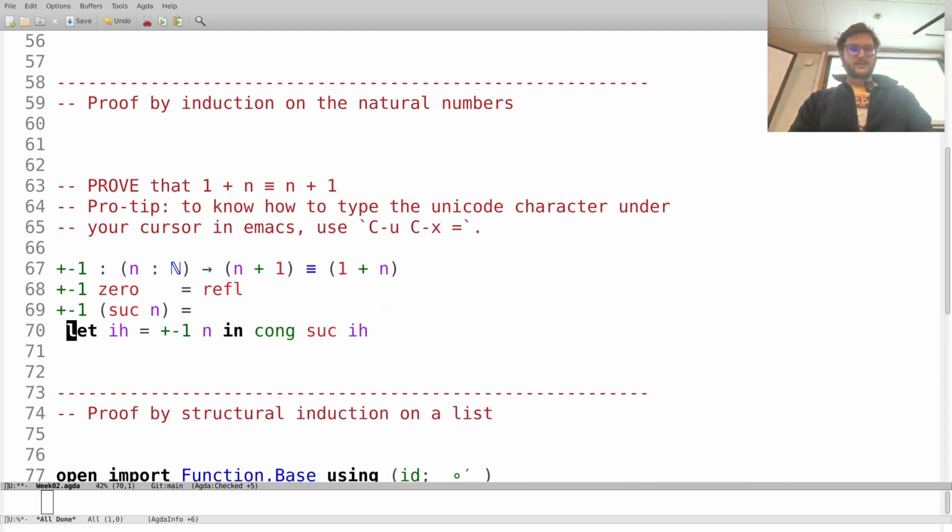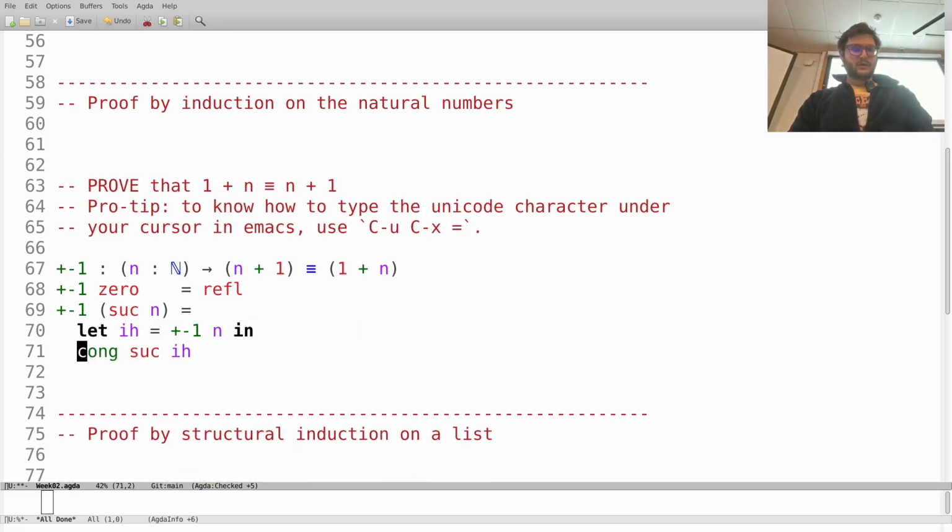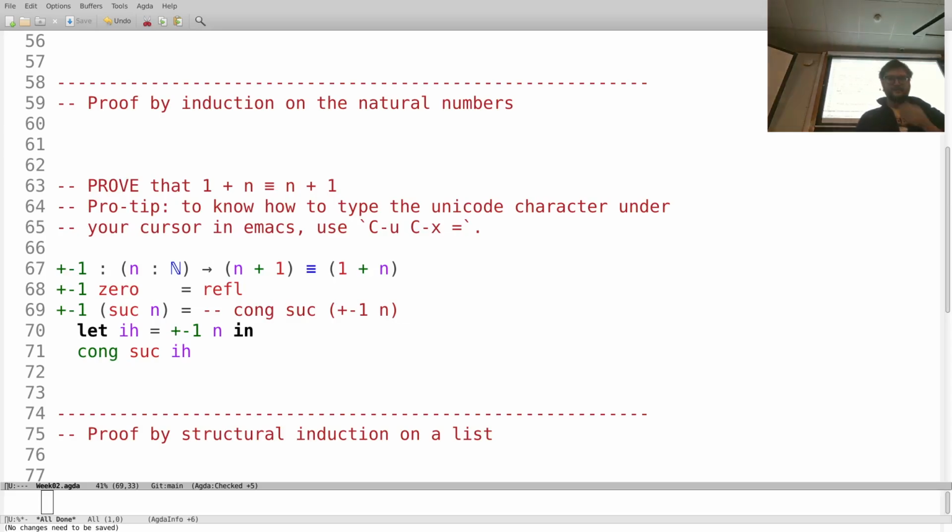So I've written it explicitly here to show that we are first looking at the induction hypothesis, but of course, equivalently, you could just directly write plus 1. And I mean, if you look at the goal if you wanted.